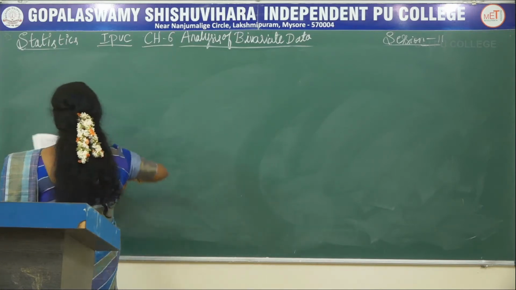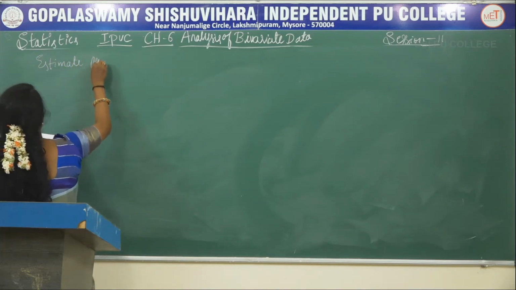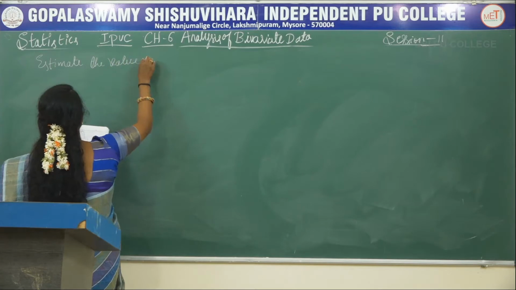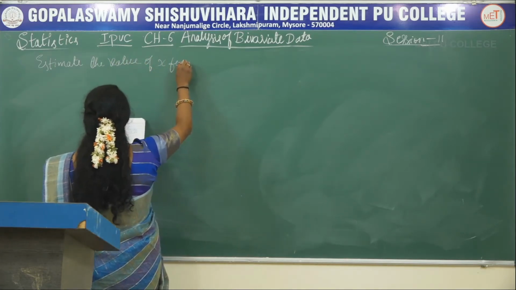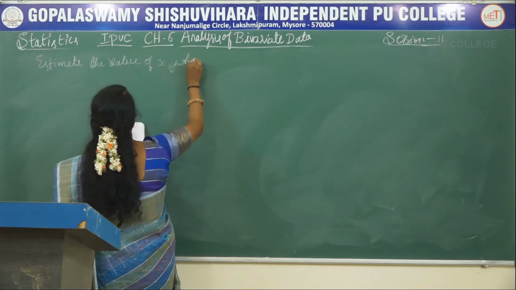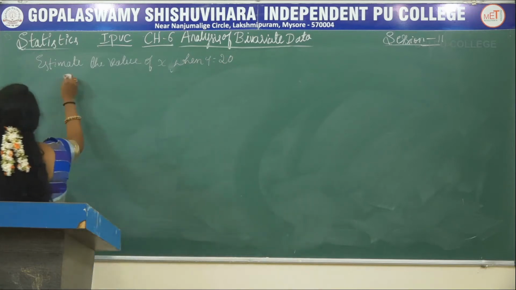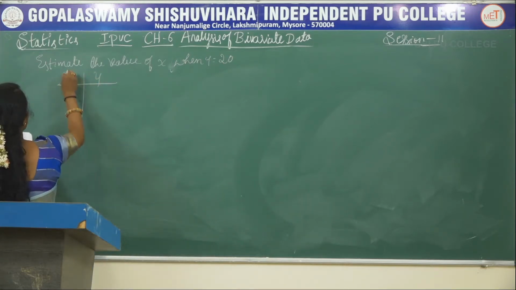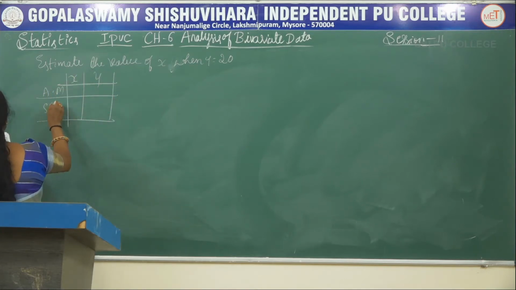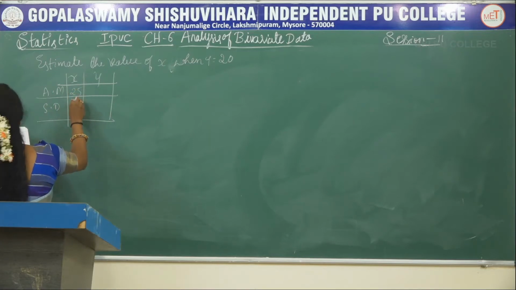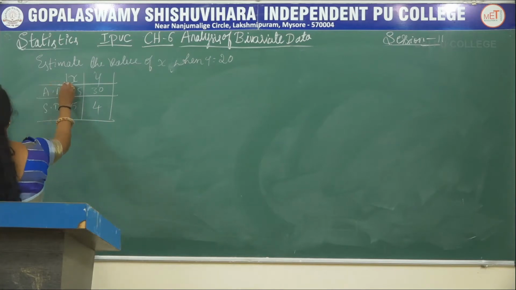Estimate the value of x when y is equal to 20, and here they have given the values. This is AM and standard deviation: 25, 5, 30 and 4. This is the data they have given.